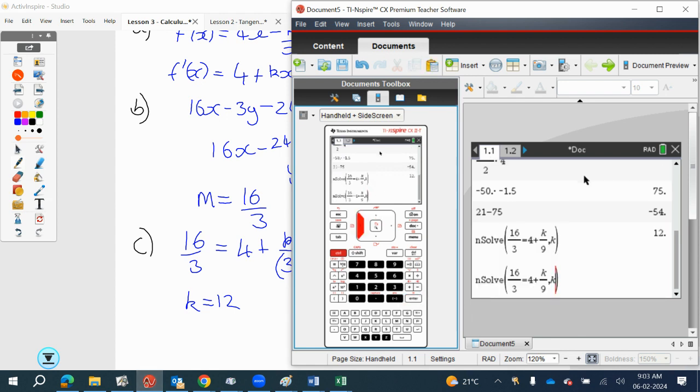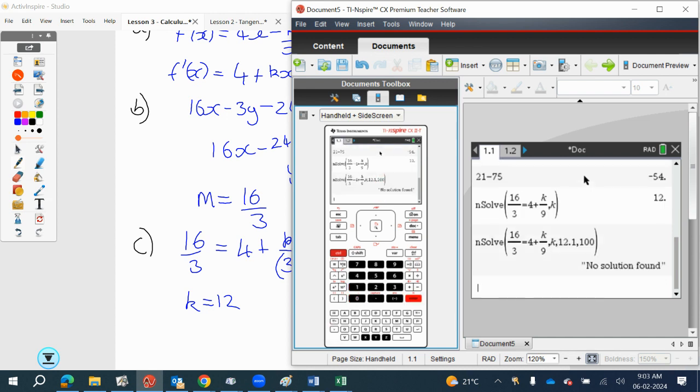Okay, how do I do that? You graph it. He showed us a method to do it. You write the minimum and the maximum that you want. Why don't we enter 12.1? This is the question that came up.